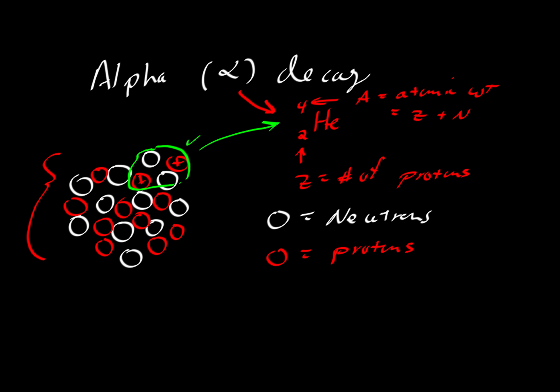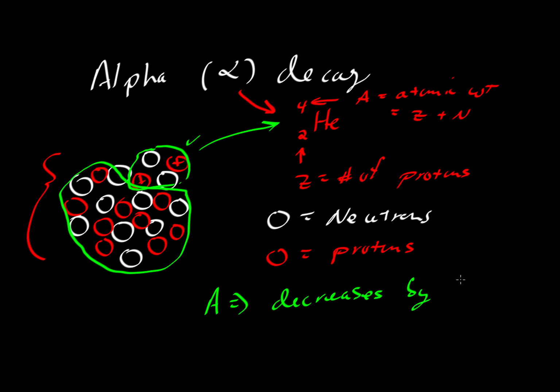So if that is capped off and all we're left with is just the rest of this material here in the nucleus, if this is all that's left, then what would happen to this material? Well, A would be decreased by 4. We've lost 4 particles, so we'll have an atomic weight that is lower by 4, and then the Z value, the number of protons, decreases by 2.